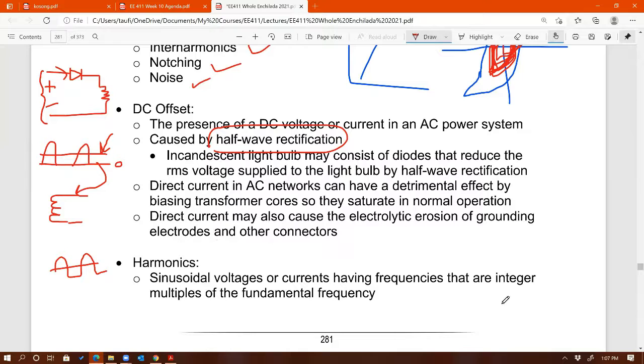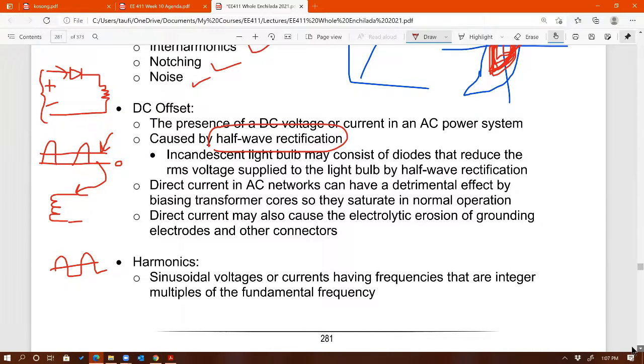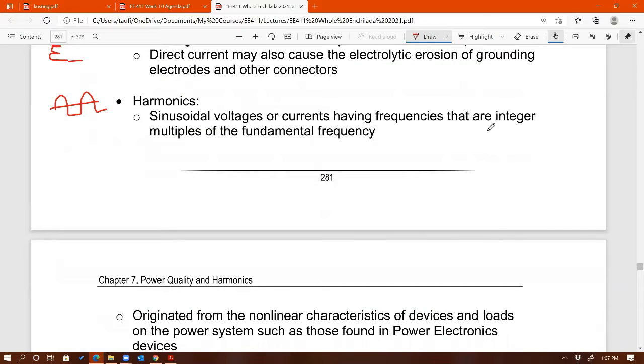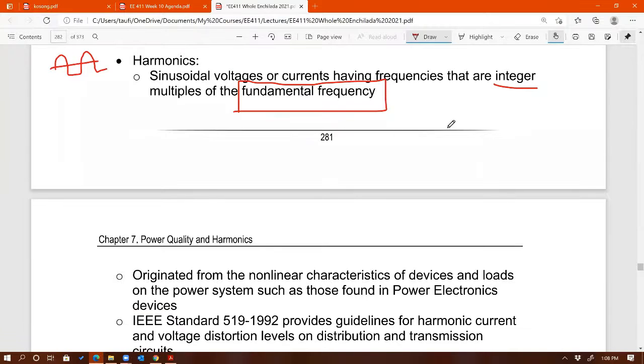Let's see what else. Harmonics: sinusoidal voltages or currents having frequencies that are integer multiples of the fundamental frequency. That's the definition of harmonics. The key word there is integer, right? What is the fundamental frequency? That's the operating frequency of the system. In our country, it is 60 hertz mainly.